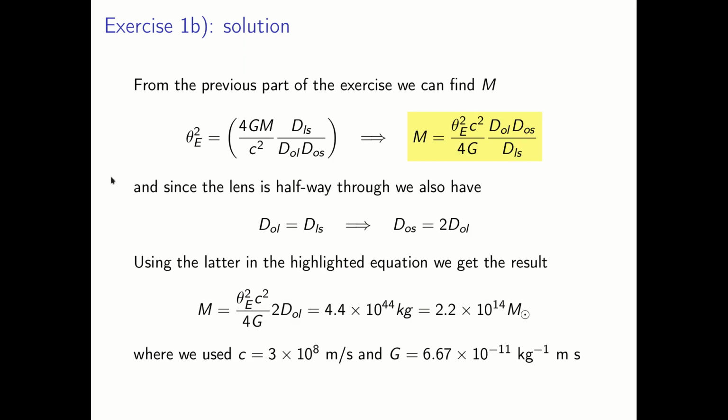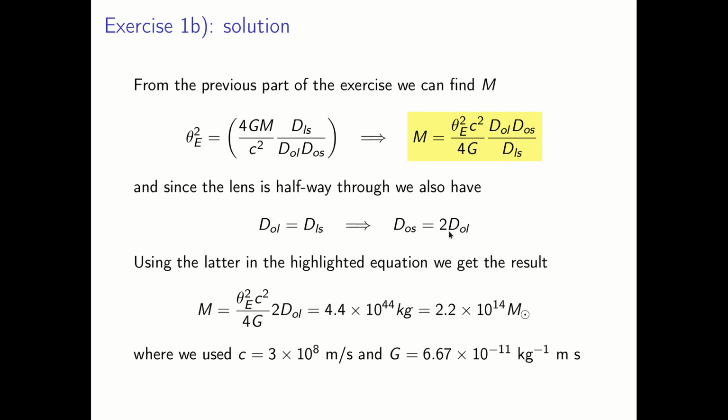Now, to solve the exercise, we can use the relation we derived in the previous part of the question and rearrange in order to get m. So, this is the formula we are going to use. Then, since the lens is halfway through, as the question says, we also have this equality here, that the distance between the observer and the lens is equal to the distance lens source. So the sum of those, the distance observer source, is equal to 2 DOL.